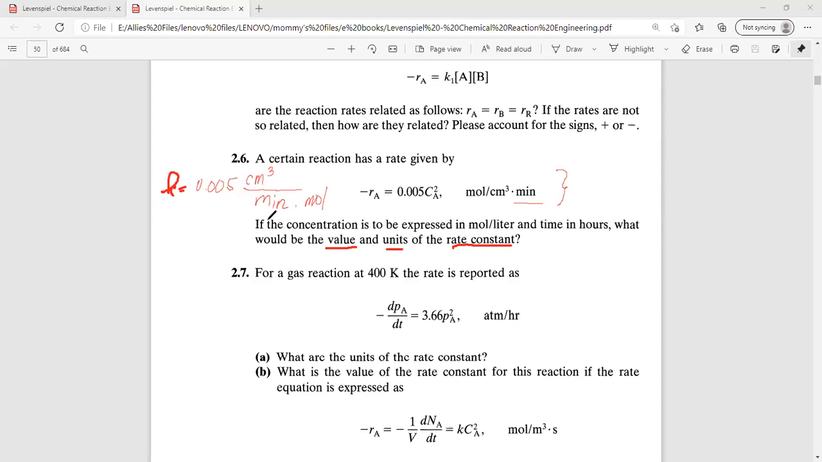Now, the problem is asking the value and the units of the rate constant if this time you change the units to mole per liter for the concentration, and time should be in hours. That would be a simple case of dimensional analysis, or conversion of liter to centimeter cube. Okay, so in this case, we'll go here. That way it's clearer.